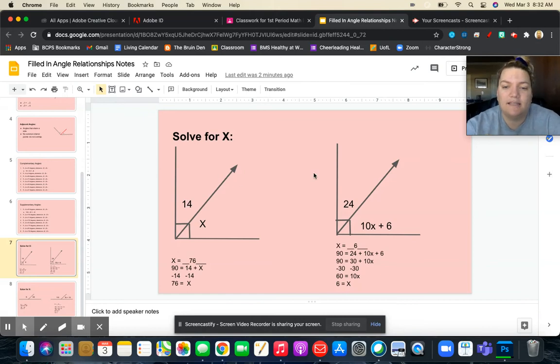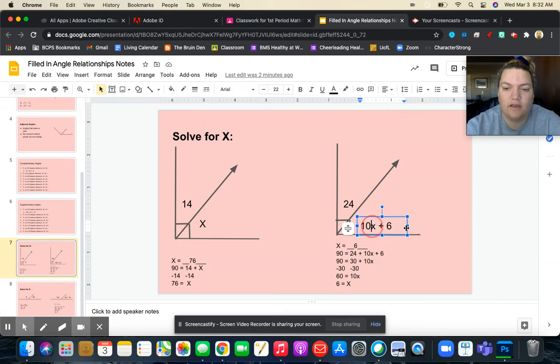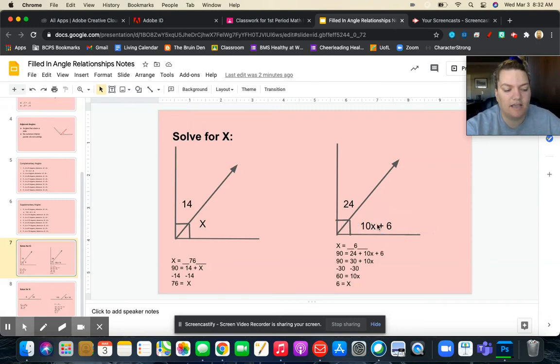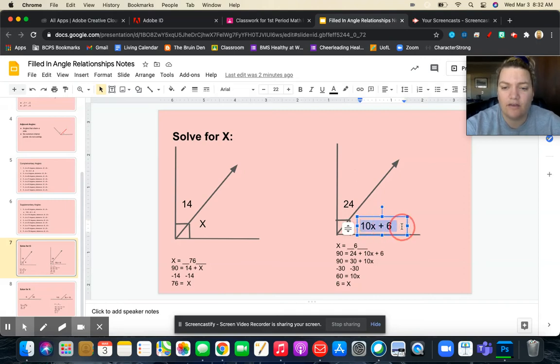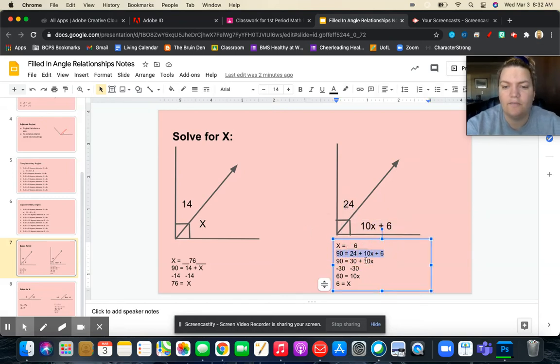The part that's a little different is when we have a variable involved. So if we have a variable involved, like one side here is 10x plus 6 and the other side is 24, it's still angle 1 plus angle 2 equals 90. So you will take this entire value, add it to this value, and set that equal to 90. So that's what we did down here.